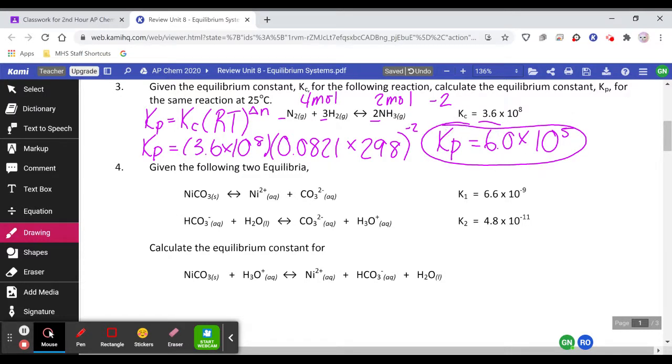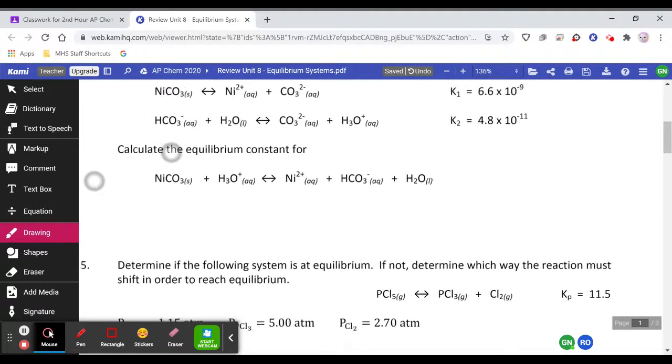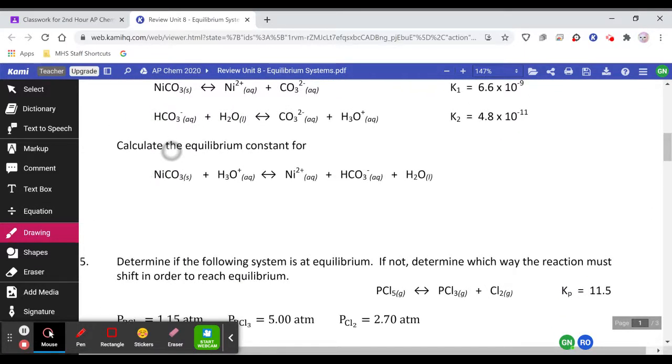Any questions so far? Okay. Number 4, given the following two equilibria, okay, we have our first reaction here. We have a K value for that. We have a second reaction there. K value for that. We're now needing to use that to calculate the overall equilibrium constant for the overall reaction. And so remember, this is the one that's kind of like Hess's law.